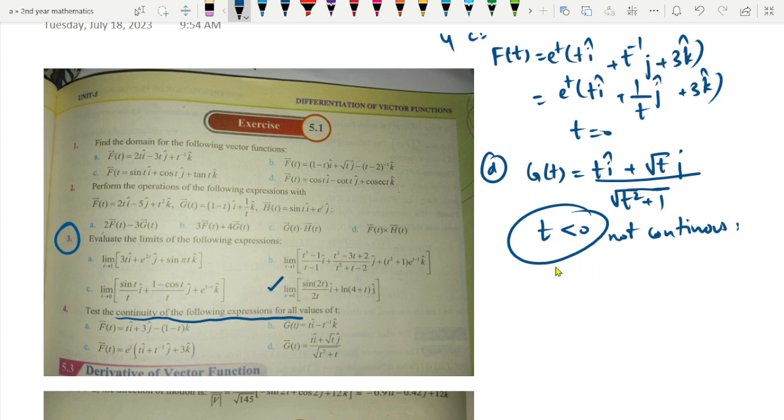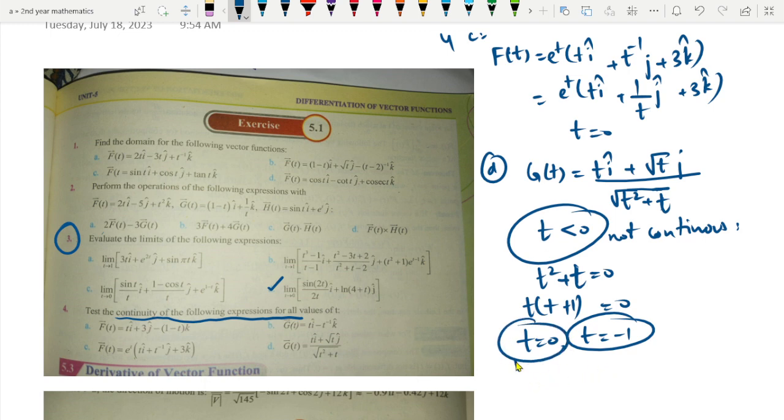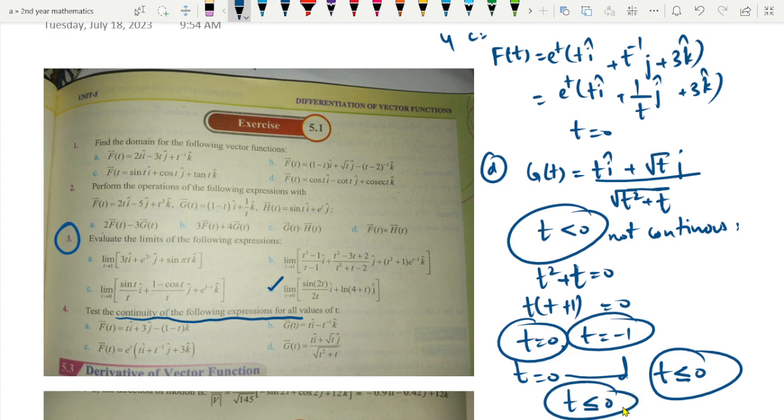Okay, so when t square plus 1 is equal to 0, the function is also discontinuous. So when t common, t plus 1 is equal to 0, that is t is equal to 0 and t is equal to minus 1, the function is also discontinuous. So for t less than or equal to 0, the function is discontinuous, and for all other values the function is continuous. Now we will discuss exercise 5.2.